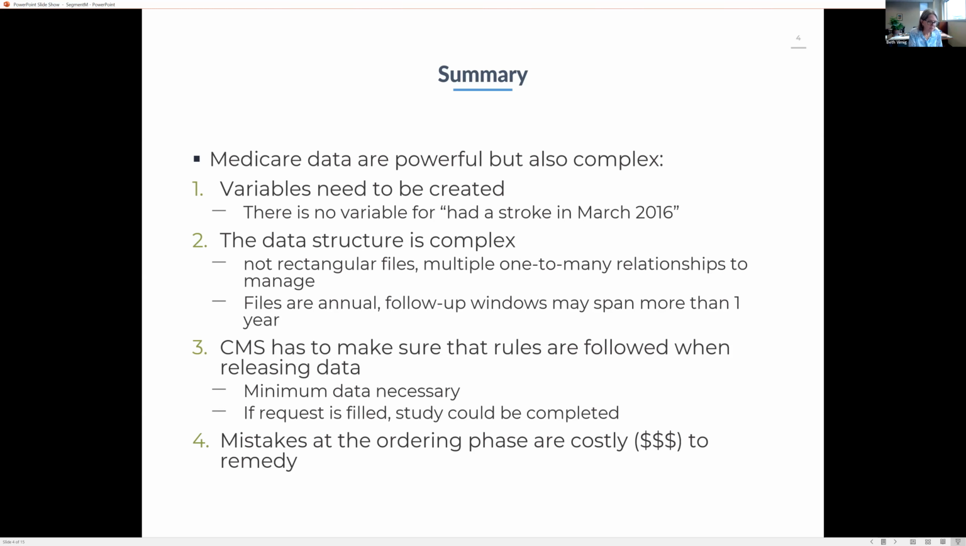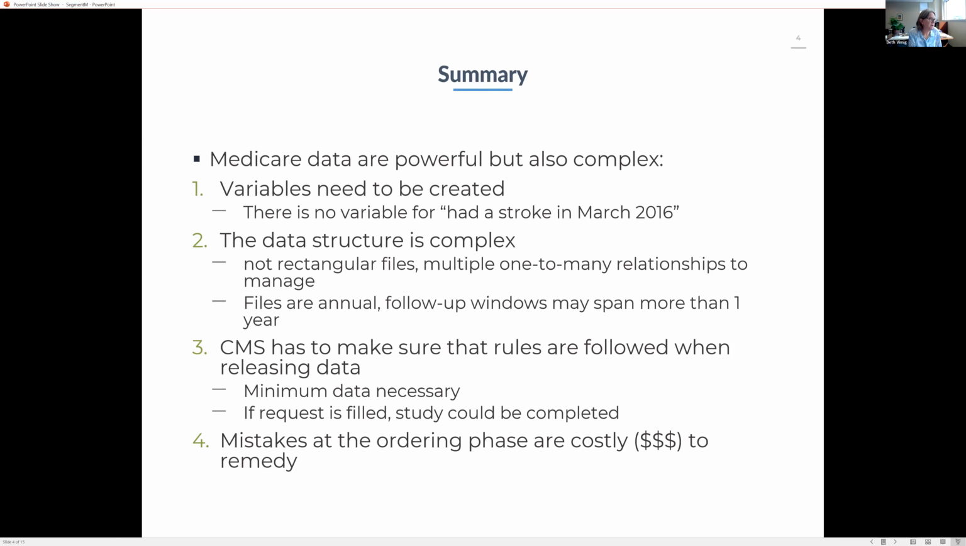So if you're arguing that you need 100% of the Medicare population, they're going to look at that and ask whether you actually have made a scientific choice, or whether there's an alternate way for you to do the study with less data.